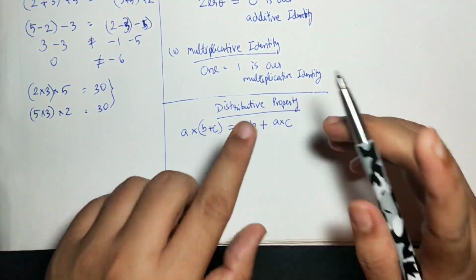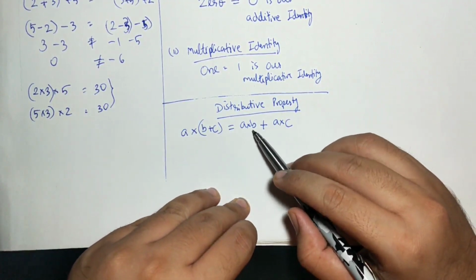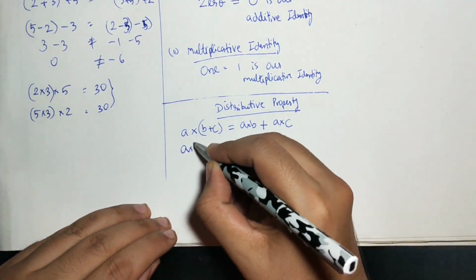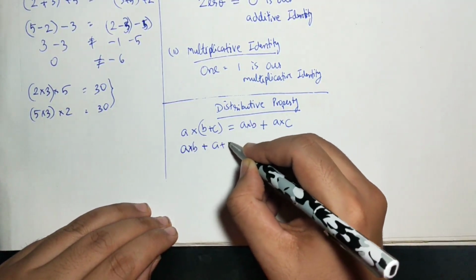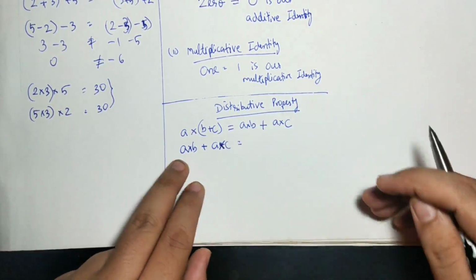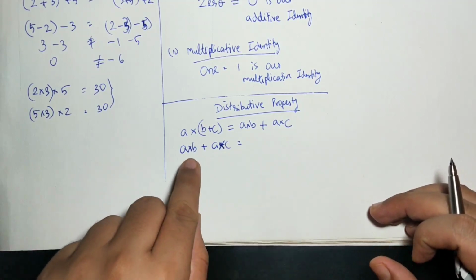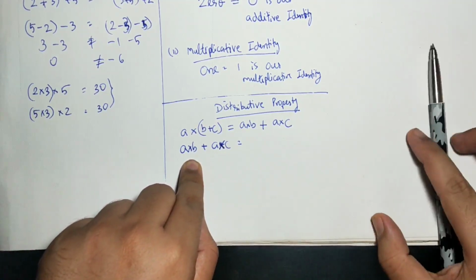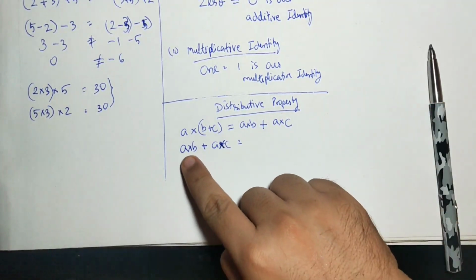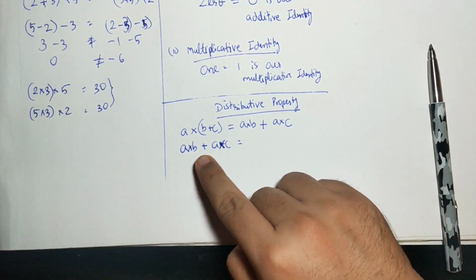This is only one part of the distributive property. The vice versa is also true. What do you mean by vice versa? If I give you A into B plus A into C, first of all, check how many terms are there. There are 2 terms. A into B is one term, A into C is the second term.